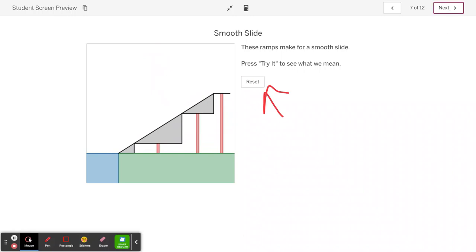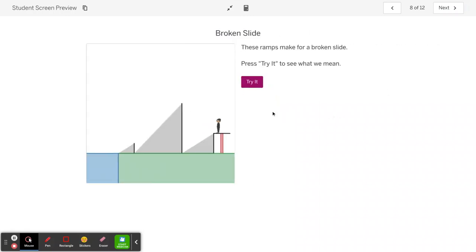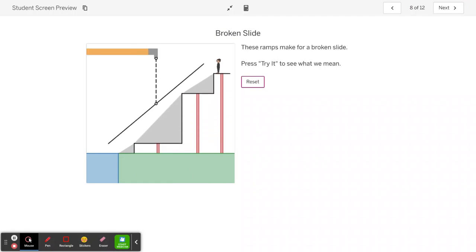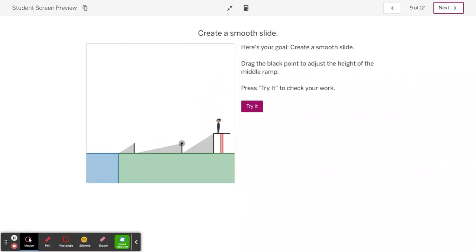Let's head over to the next slide. Now, click try it again. Tell me what you notice about this slide. Yep, doesn't work, does it? Doesn't work because these 3 triangles do not have the same slope.